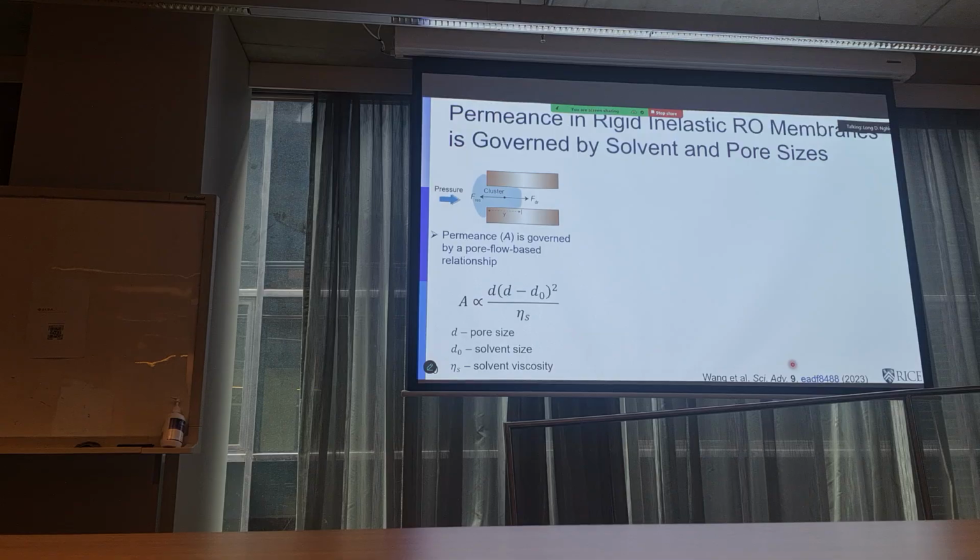Now, further, in our first paper on reverse osmosis, we took a reverse osmosis membrane and also did experiments with different solvents.